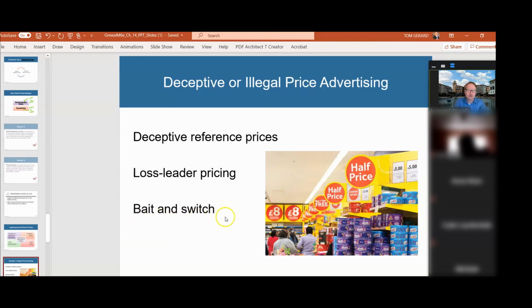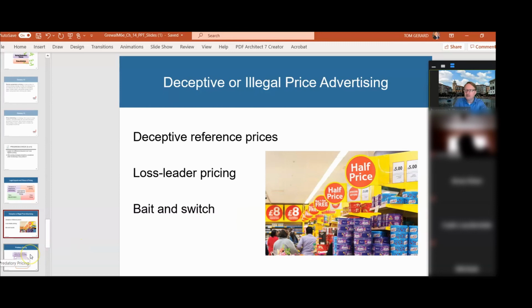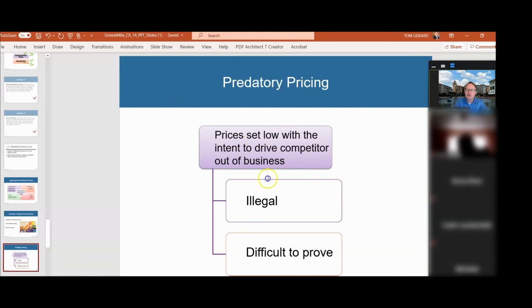Bait and switch is where I'm leading you on with something that doesn't even really exist. And we've all probably seen that. It happens all the time. But how do you prove that, right? Predatory pricing. Again, illegal, difficult to prove.